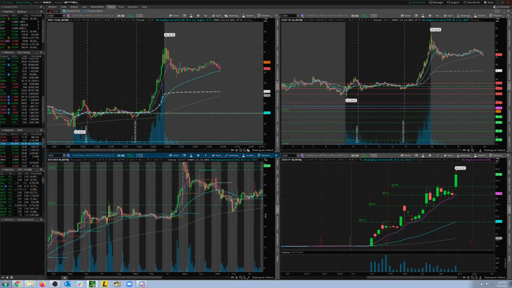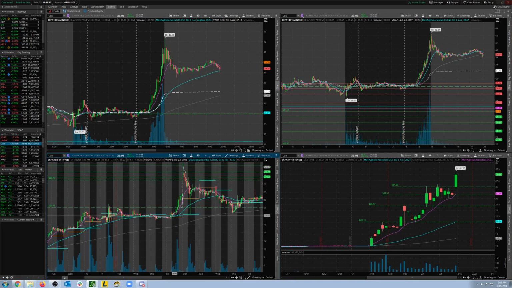And now if you longed it on that day, say you got in here, even if you sold at the end of the day, that's 20% you made. Even if you sold at the tops, that's 15%. That's a 15% trade. That's $2.80 a share. But say you sold the next day, maybe 40%, maybe 30%. That's a huge number right there.